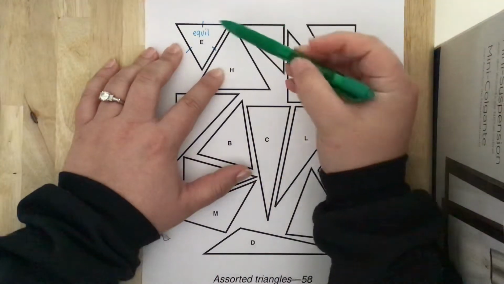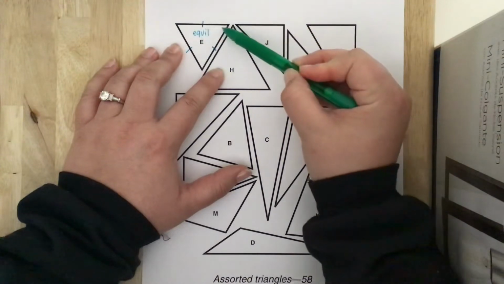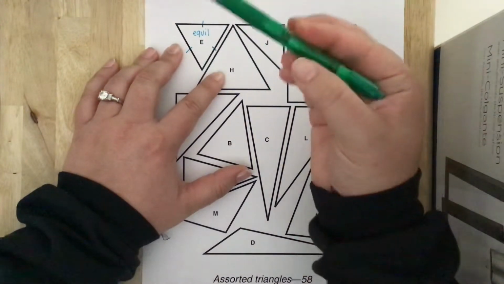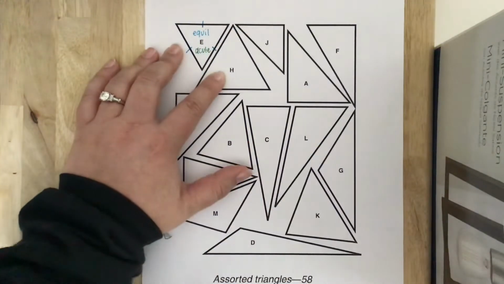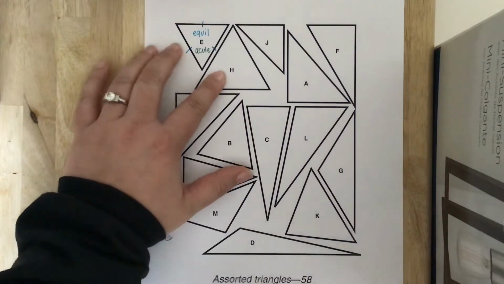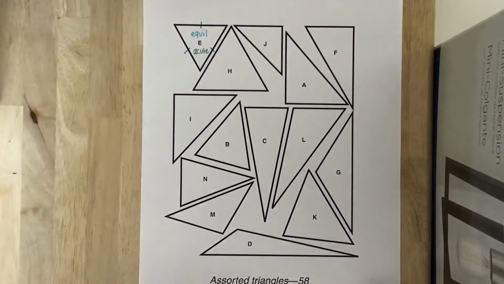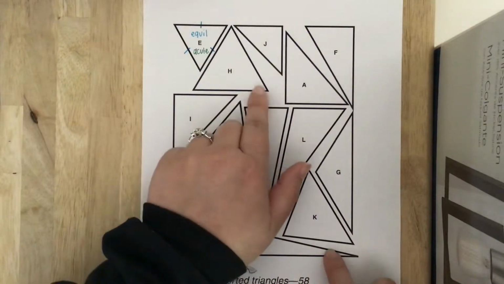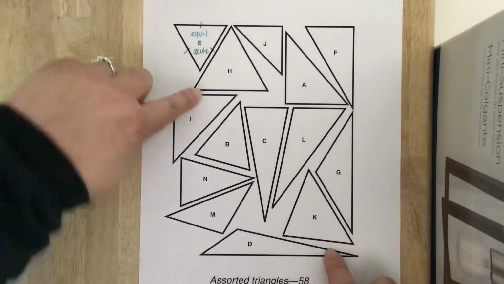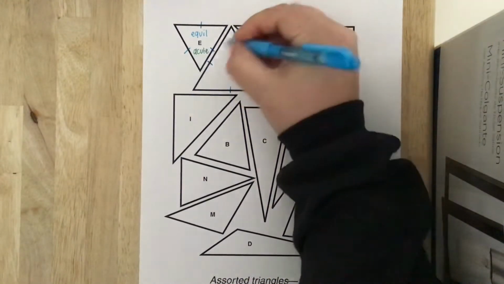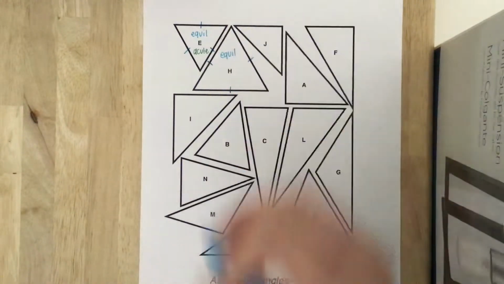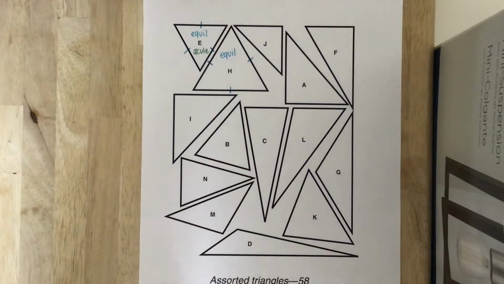Now I'm going to look at the angles. This angle is acute, this angle is acute, and this angle is acute. So this makes this triangle an acute triangle because all three angles are acute. Now I'm looking at triangle H. I notice triangle H looks just like triangle E, but it's a little bit bigger. I'm paying attention to the side lengths, and I notice that all of these side lengths seem the same. So I'm going to mark the side lengths, and I'm going to call this an equilateral triangle because all three sides are the same.